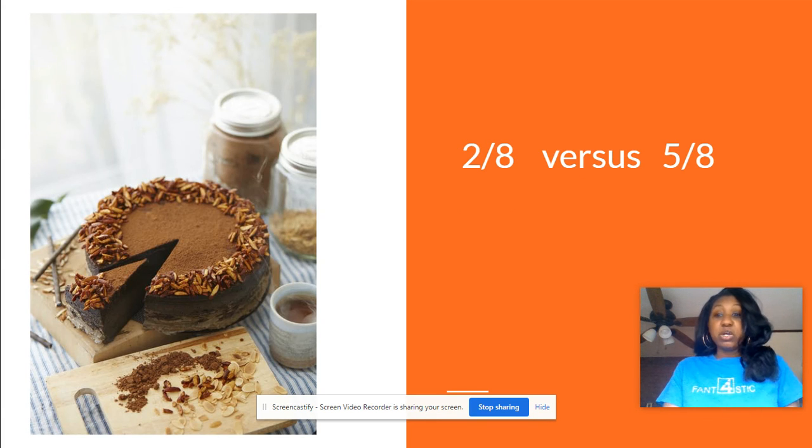So let's talk about cake. Because I like cake, okay? My favorite cake, strawberry shortcake. We'll talk about that later, okay? Now, let's say somebody gave you a cake, okay? And they were like, how much cake do you want me to slice for you? Would you like me to slice 2/8 of the cake for you or 5/8 of the cake for you?